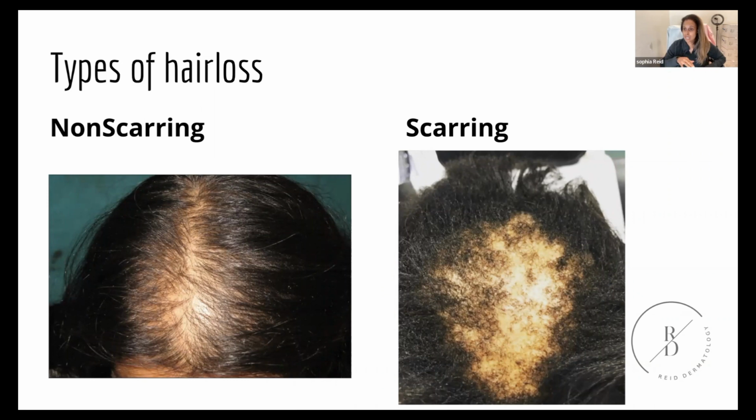It decides to go to sleep. It turns that on switch to an off switch. The hair follicle itself goes to sleep, but it has the ability to start growing again because the follicle is still there, it's still active.